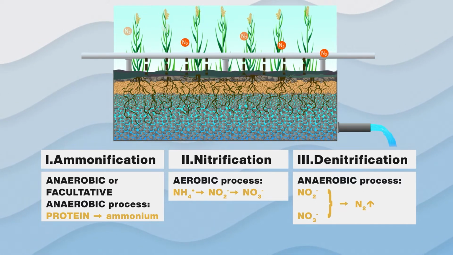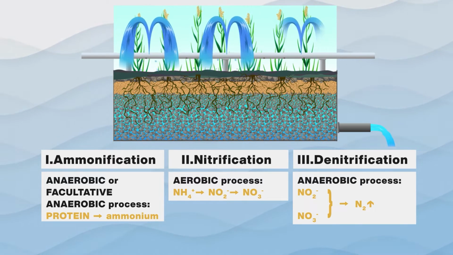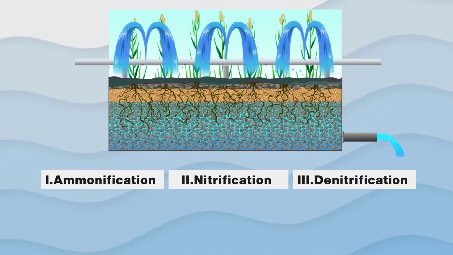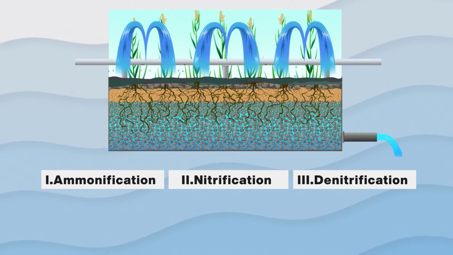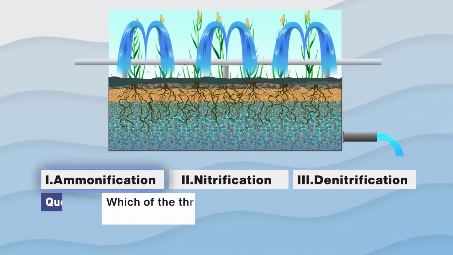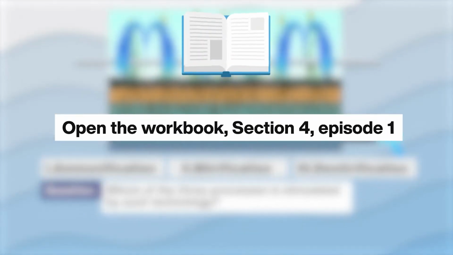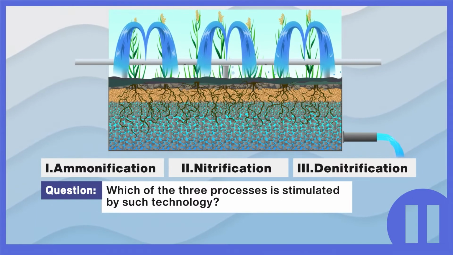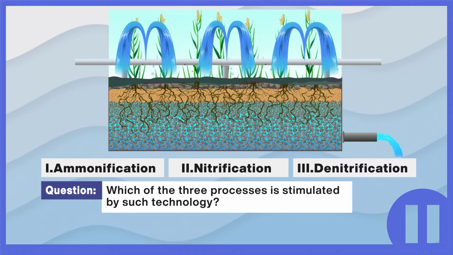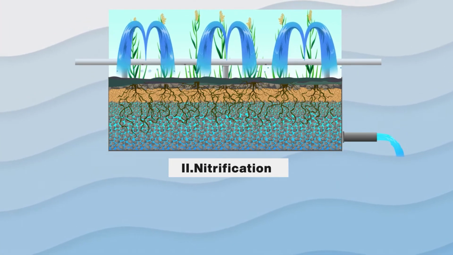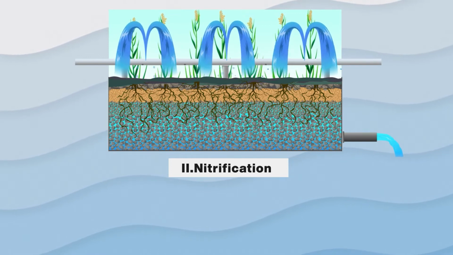Right. Now could you imagine a constructed wetland with tiny fountains of water squirting above the surface periodically every day? Here's the question. Which of these processes is stimulated by that kind of method? The answer is that the fountains stimulate the nitrification process.